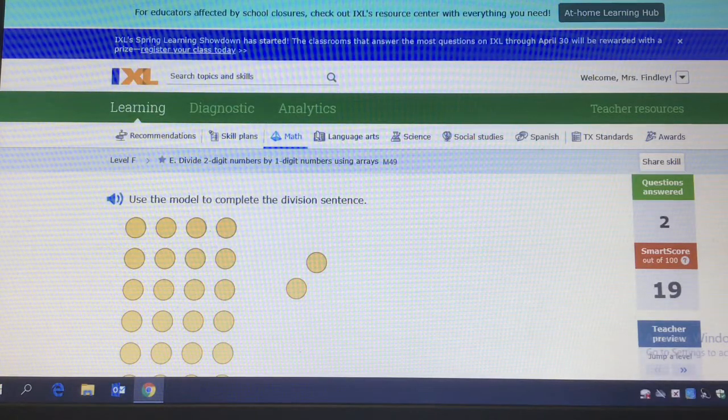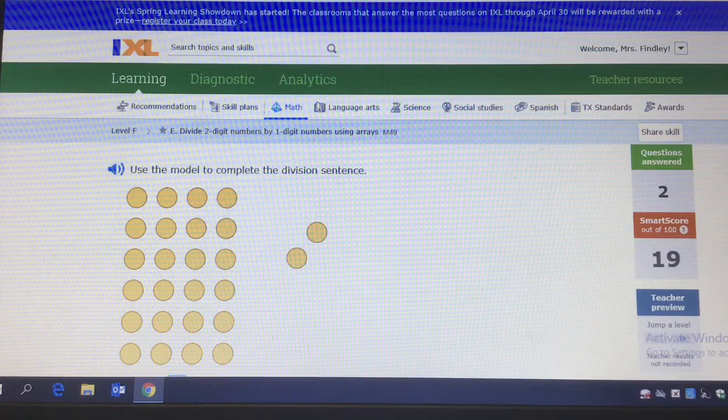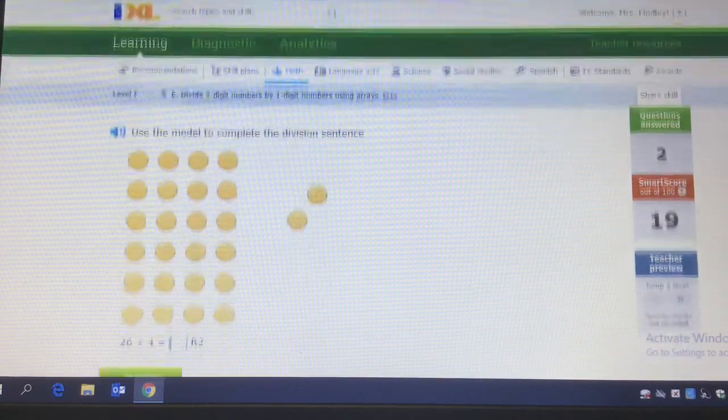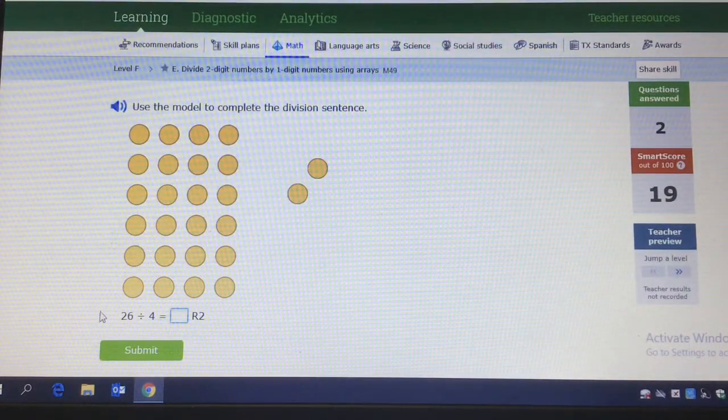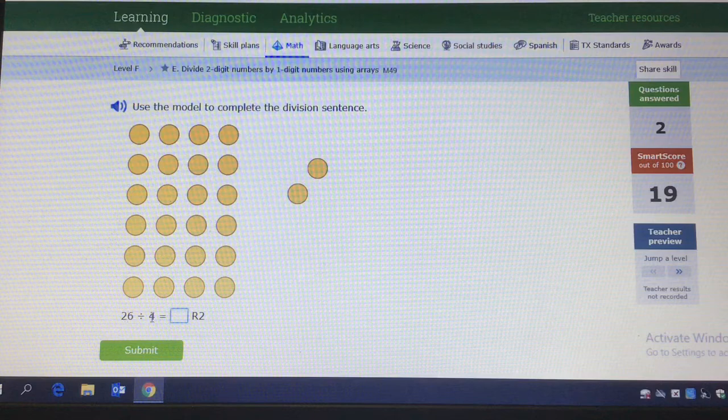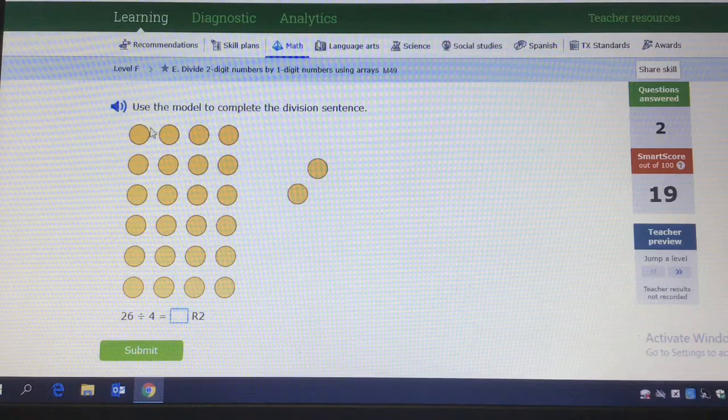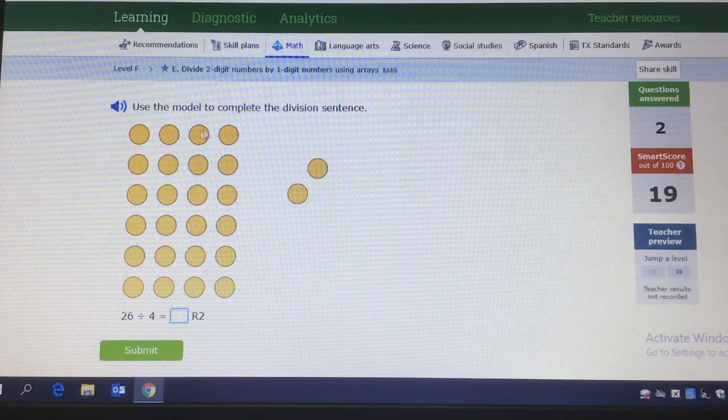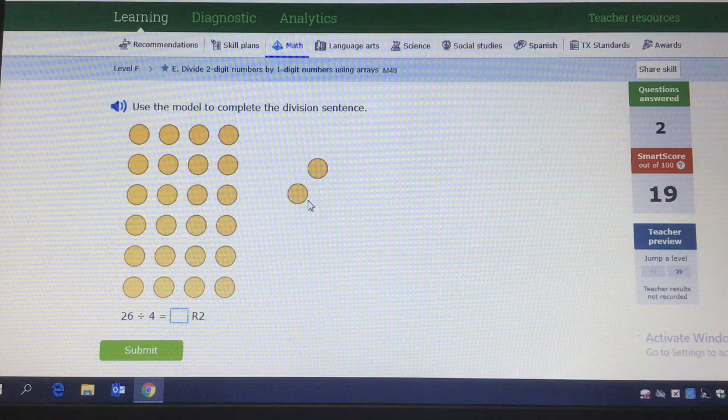Okay, let's look at one more. And then we're going to jump up a level. Okay, we have 26 cookies, and we're dividing them into 4 plates. Here's one plate, here's the second plate, here's the third plate, and here's the fourth plate. They were able to get 6 cookies on each plate, and they had 2 cookies left over, 6 with a remainder of 2.